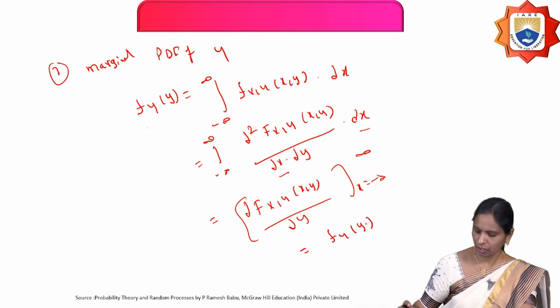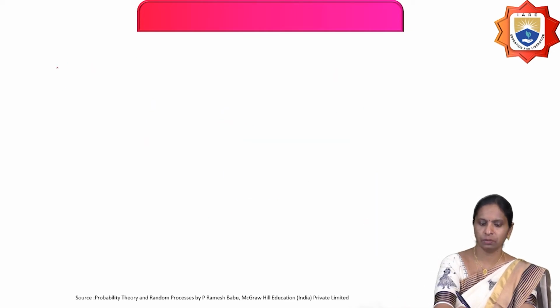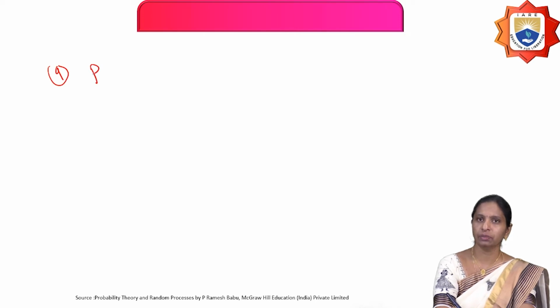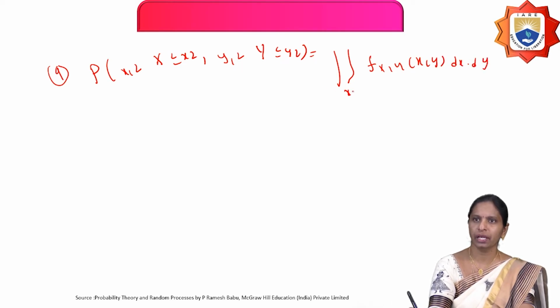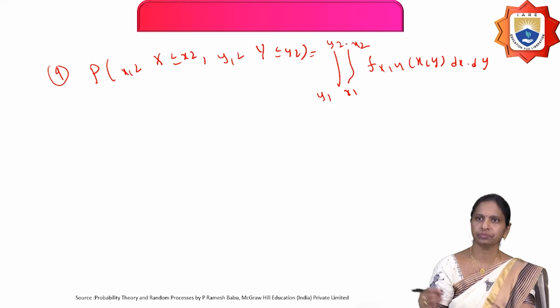And the ninth property states the following. If you want the joint probability of an event such that the random variable x takes values from x1 to x2 and the random variable y takes values from y1 to y2, this can be obtained by integrating the joint density function of the two random variables with respect to x and y, with the limits of x from x1 to x2 and the limits of y from y1 to y2.